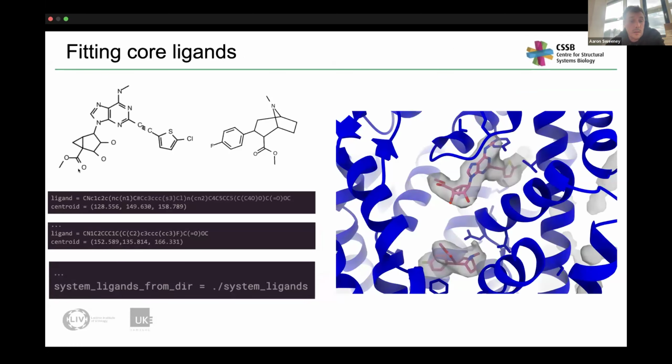These are the 2 ligands that are the subject of their investigation. Luckily for me, there was one larger ligand and one larger density and one smaller ligand and a smaller density. So I made 2 configuration files, gave them the centroids of these segments, and it fit fairly well, I think.